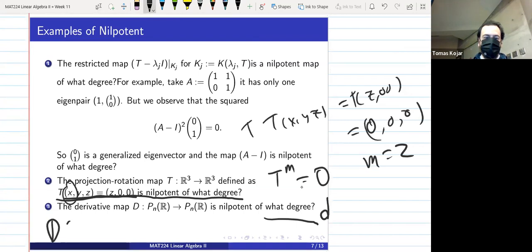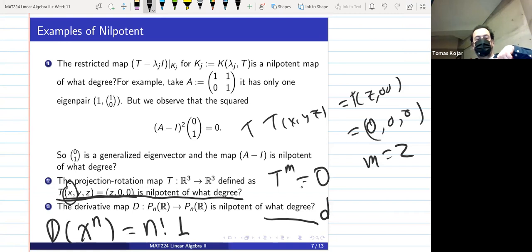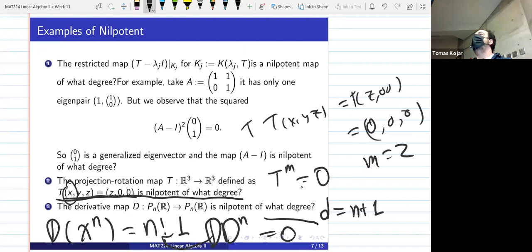So let me just take the worst case. When I take the derivative of this n times, I get n factorial times one. Then you have to do it once more to get a zero. So the degree will be n plus one. You do it n times to get this, and then once more to get zero. Which is the dimension, which is exactly what we're going to prove, that you can at most be the dimension.